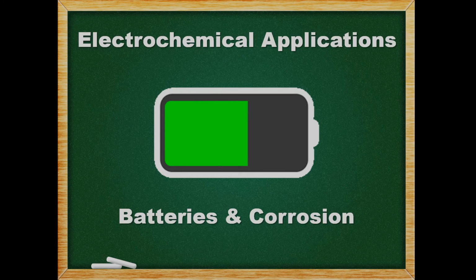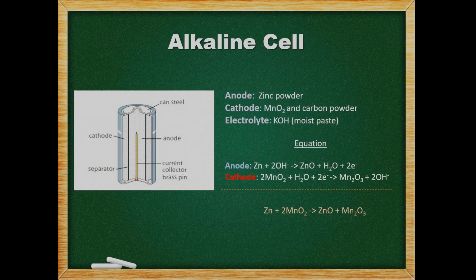Electrochemical applications, batteries and corrosion. Remember, electrochemical cells are the ones that produce energy due to them having a positive E0 net value. Batteries are common electrochemical applications, and there are three types of batteries. We will first be looking at an alkaline cell, which are commonly found in our TV remotes, toy cars, etc.